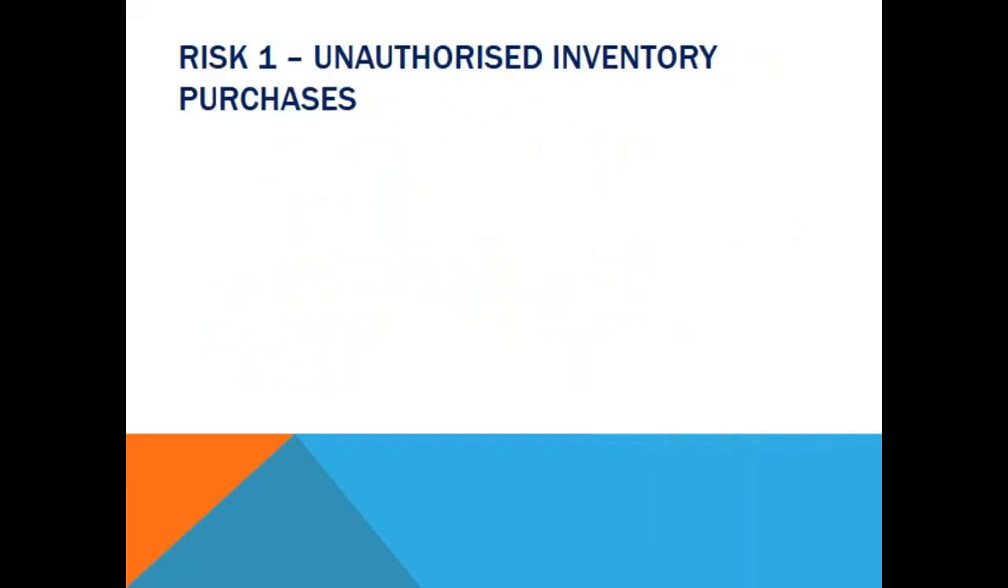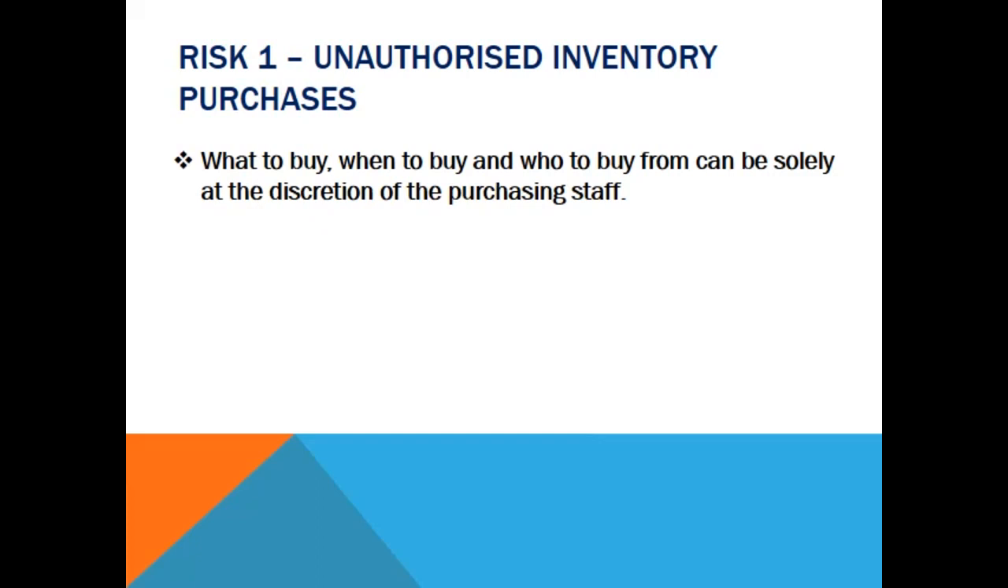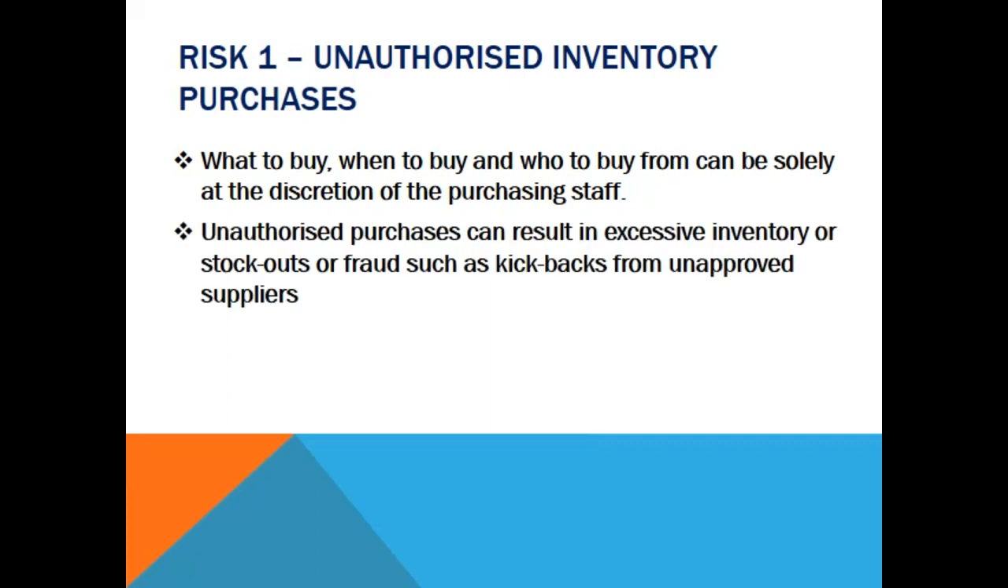The first risk in the expenditure cycle is making unauthorized inventory purchases. Often, the decision on what to buy, when to buy, and who to buy from can be solely at the discretion of the purchasing staff. You may have heard of several procurement fraud cases, such as the purchase of Brompton bikes by an NParks assistant director at exorbitant prices.